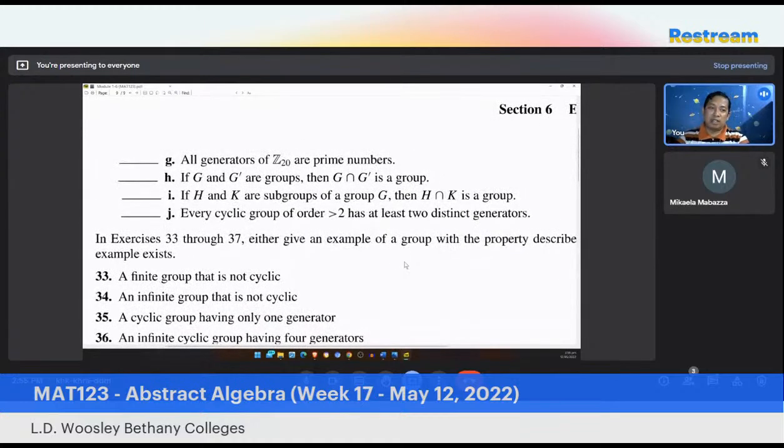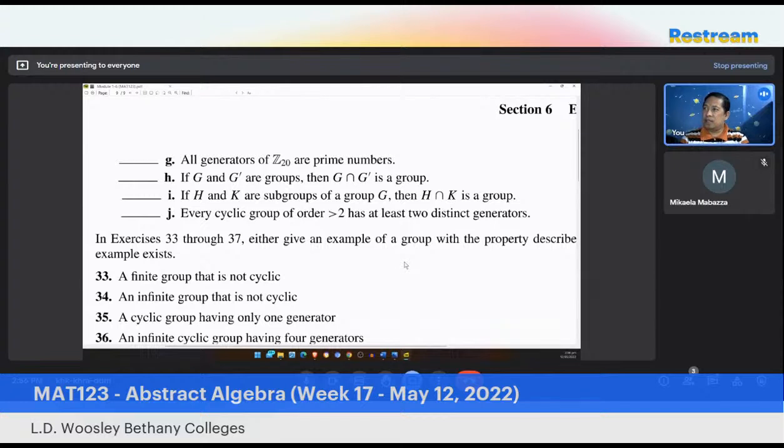All generators of the integers mod 20 are prime numbers. True? Okay, it's true. No, it's false, not all. From 0 to 19, not all are primes. So it's false. Okay, next. Letter H.